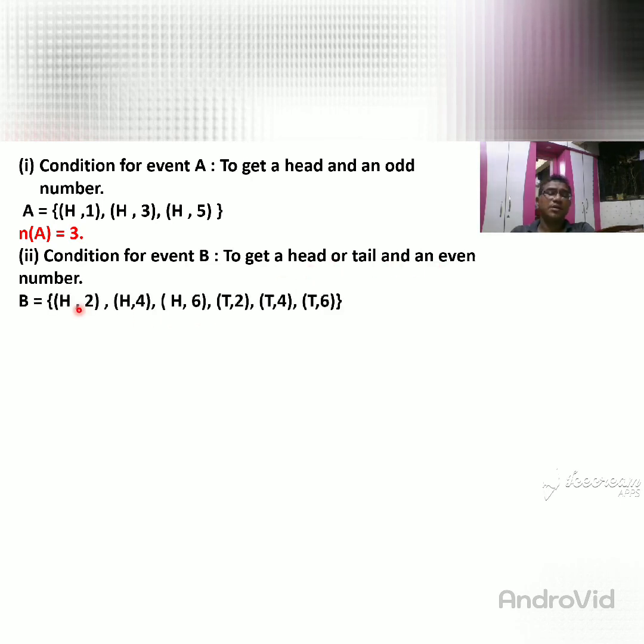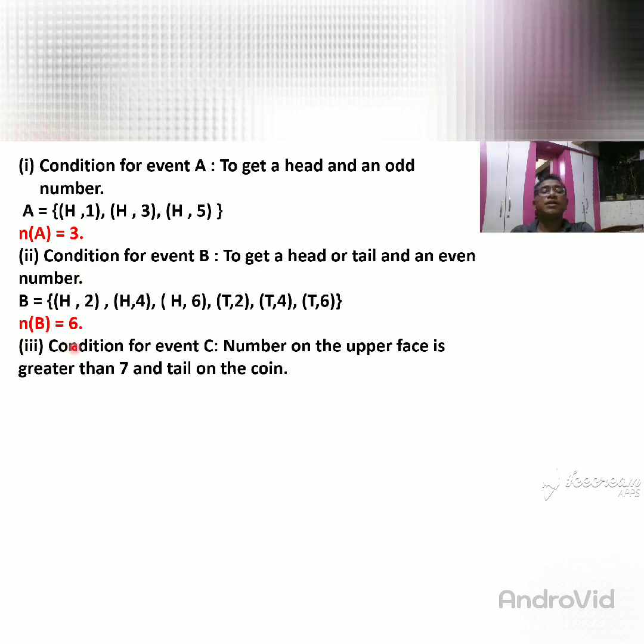So I just start from head. See, even number: H2, even number. 2 is the even number. H4, even number. H6, even number. Okay, so that even number is completed. Then with head, what are they said? They are said with tail also. So tail 2, tail 4, tail 6. So number of B is equal to how many? 6. So here is written number of B is equal to 6.